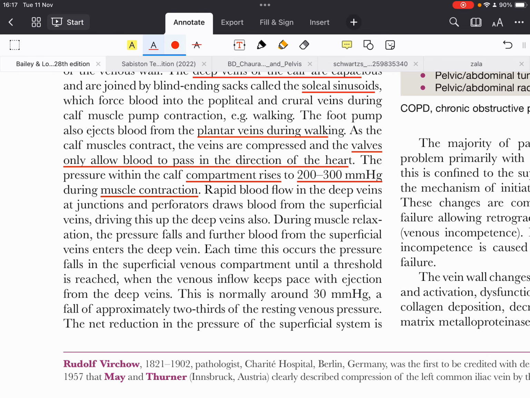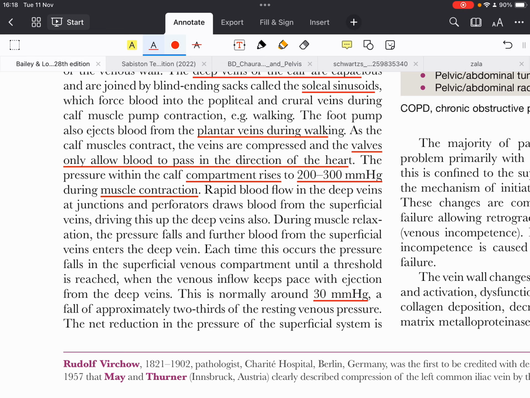Rapid blood flow in the deep veins at junctions and perforators draws blood from the superficial veins, driving this up to the deep veins also. During muscle relaxation, the pressure falls and further blood from the superficial veins enters the deep veins. Each time this occurs, the pressure falls in the superficial venous compartment until a threshold is reached, when the venous inflow keeps pace with ejection from the deep veins. This is normally 30 mmHg, a fall of approximately 2/3 of the resting venous pressure.